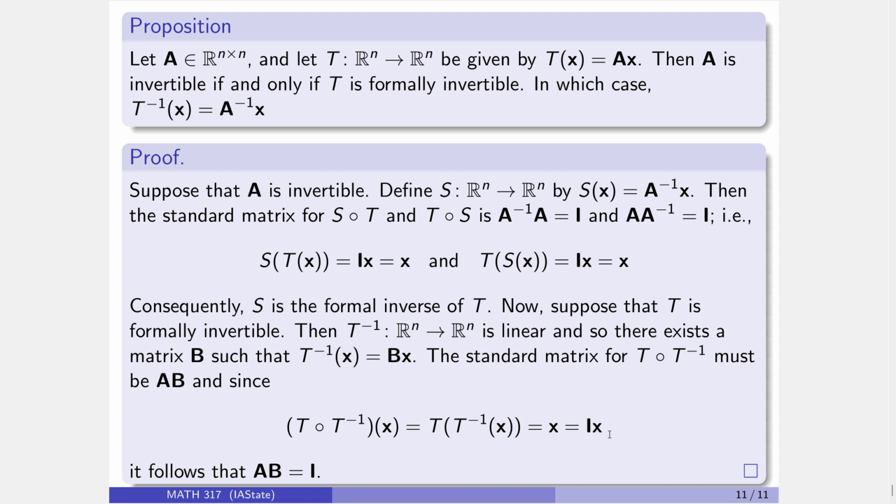There we go. So we've connected matrix multiplication to composition of linear transforms, and the formal invertibility of such transforms coincides with the matrix multiplication's invertible elements. Very beautiful, very cool.